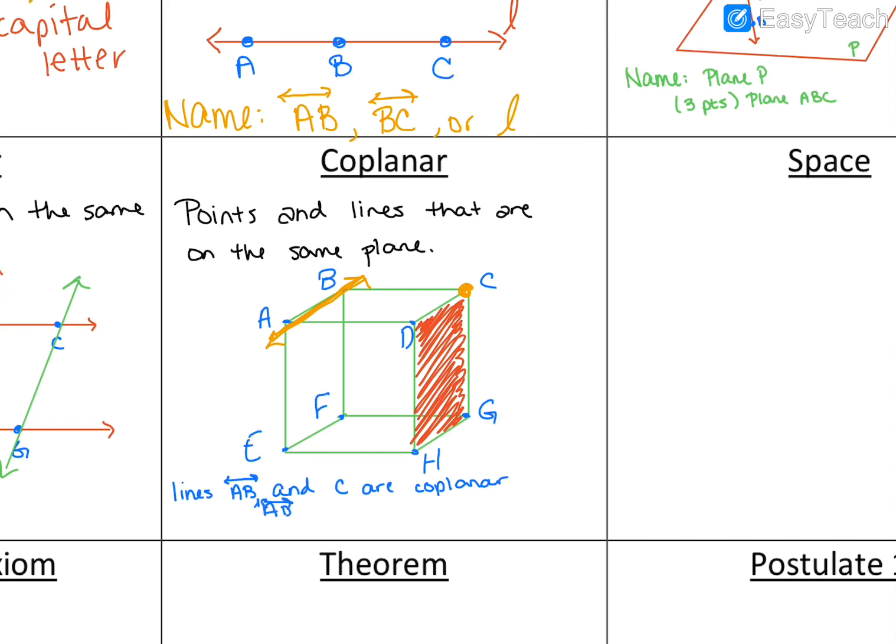AD, the line AD, and C. So now we also have added in this AD because all of these are existing in the top of that box, that top plane. So those are all coplanar. If we look at the red that I colored in to show you that side plane, these 4 points, D, C, H, and G, are coplanar as well. So those are some examples of coplanar.